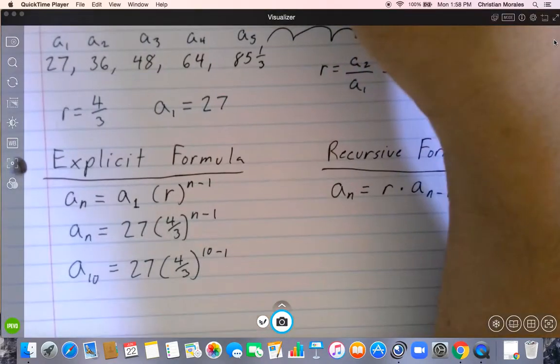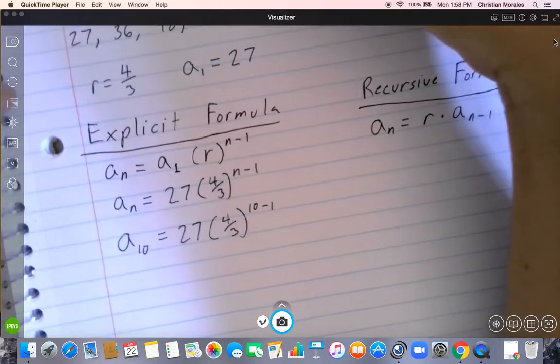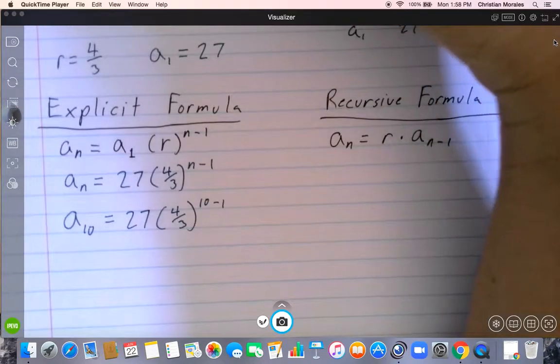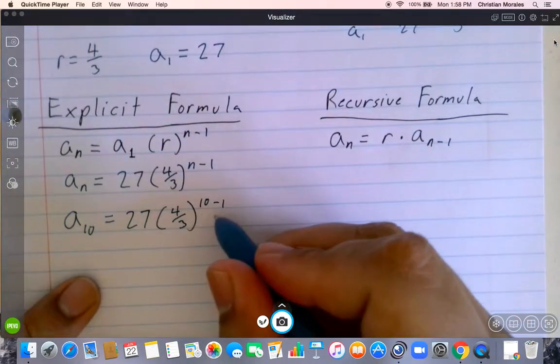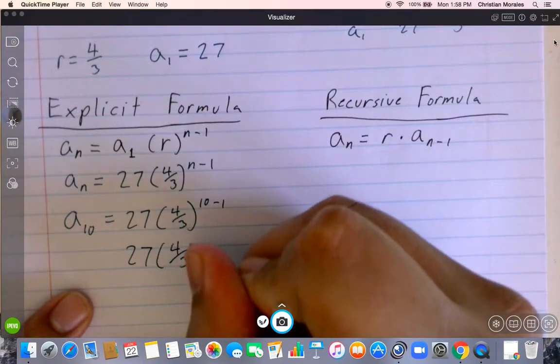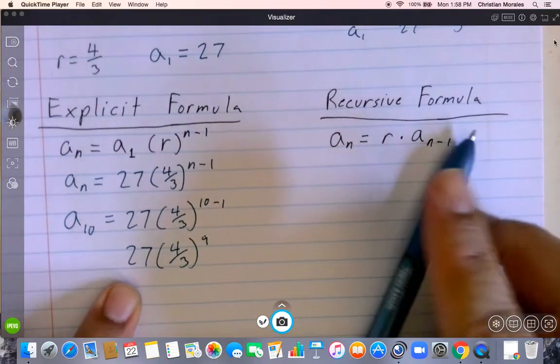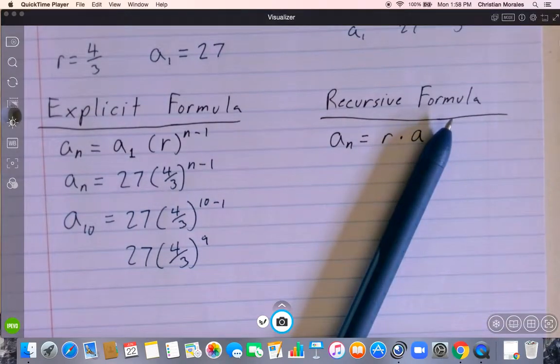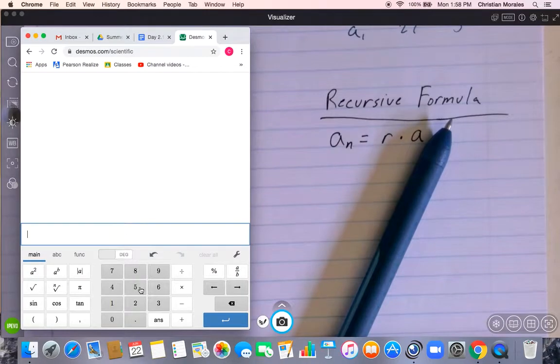So what happens if you do that? Well, 10 minus 1 is 9, so you have 27 times 4/3 to the 9th power, okay? So I'm going to show you how to use Desmos to solve this, so I'm going to go to my calculator. And like I said, I like this calculator, guys, because you can type it exactly as you see it. So I'm going to go 27, parentheses, fraction, 4/3.